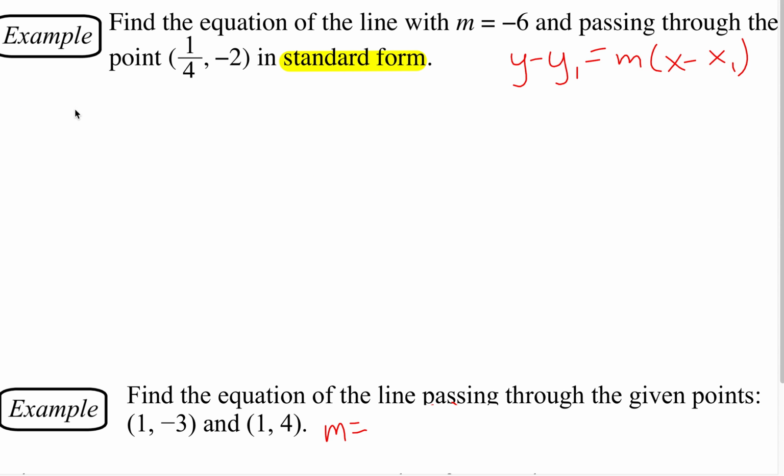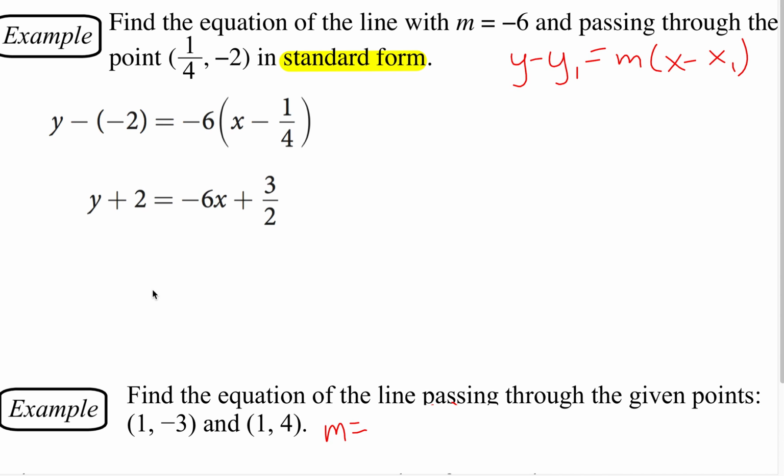In this example, it says to find the equation of the line with slope equal to -6 and passing through the point 1/4, -2. This time we want it in standard form. Okay, so I'm going to go ahead and start out with point slope form. y minus -2 equals -6 times x minus 1/4, and then distribute your -6 through the parentheses. So this gives me minus a minus is a +2, and we get minus 6x and then plus 6/4. And reducing 6/4, we get 3/2.